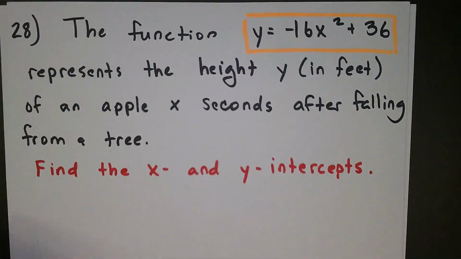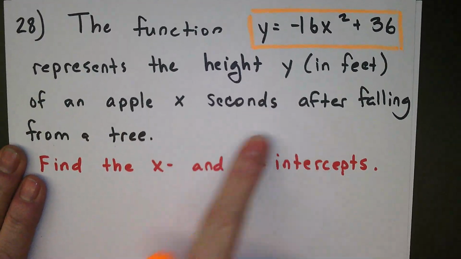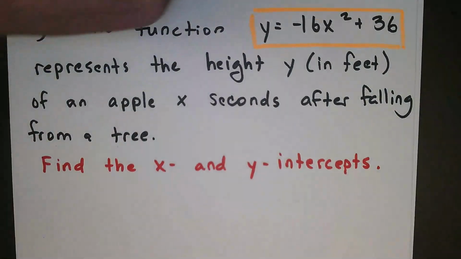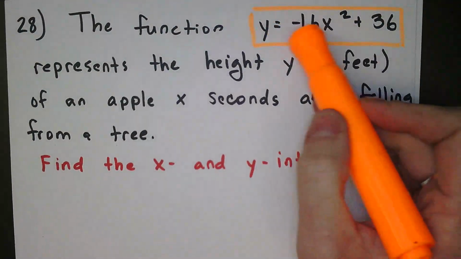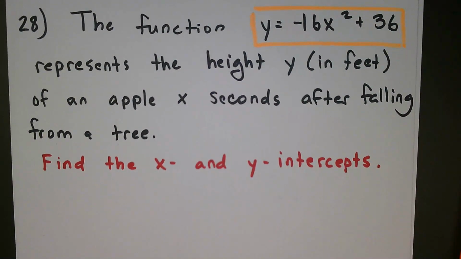It represents the height. So the y value is the height in feet of an apple x seconds after falling from a tree. So this is the unit for feet per second for a projectile, a falling object. They want us to do two things: find the x and the y-intercepts. Now this is going to require some algebra.